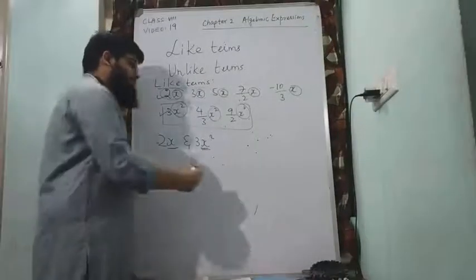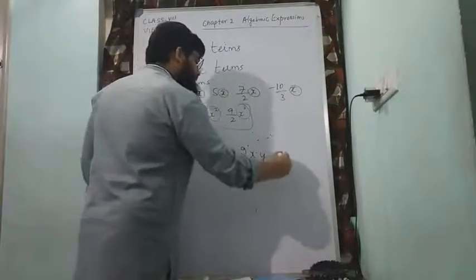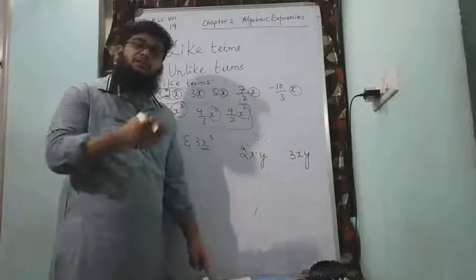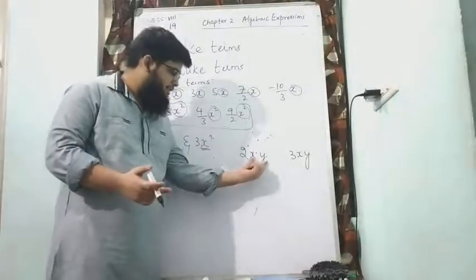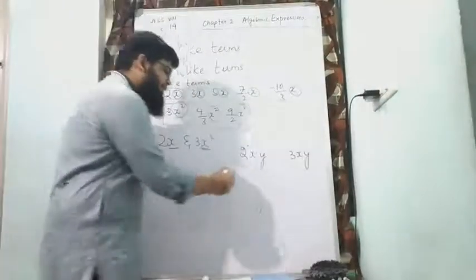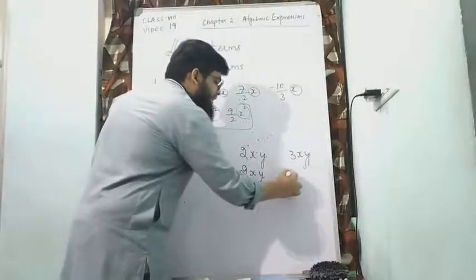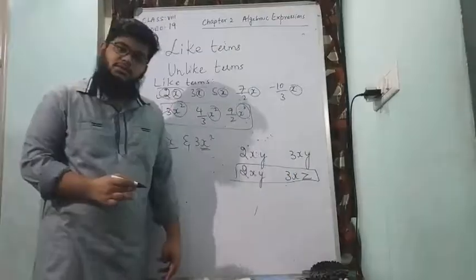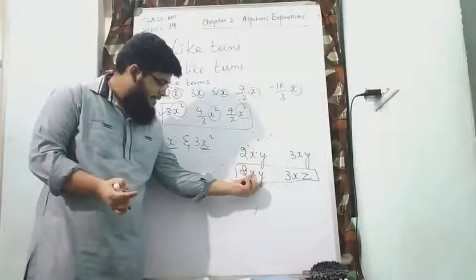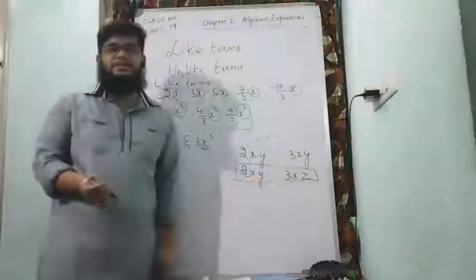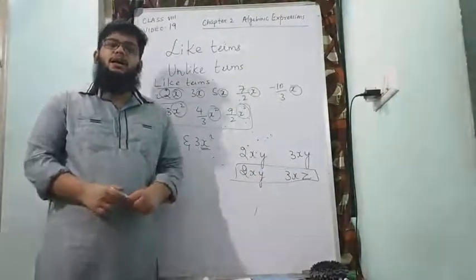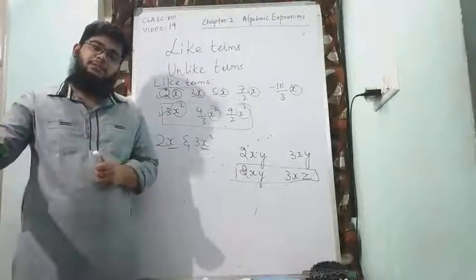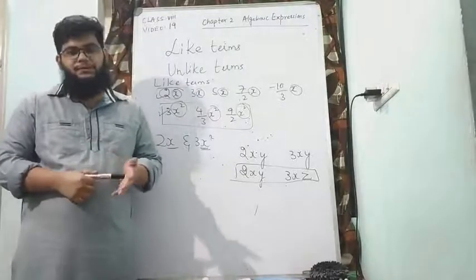Okay. So if I have 2xy and 3xy, will they be like terms or unlike terms? They will be like terms because xy and xy are the same variables. But if I have 2xy and 3xz, can you call them like terms? Definitely no, because this is xy and that is xz. Even if one variable changes, then they become unlike terms. So like terms are those terms that have the same variables throughout. Unlike terms have different variables.